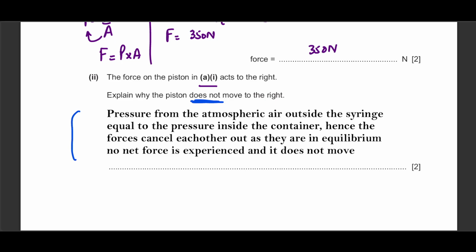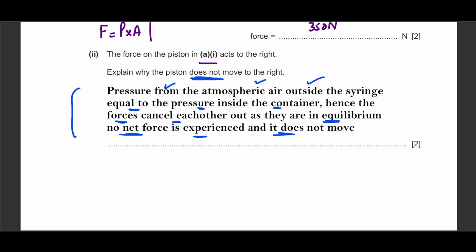I've overcomplicated this for your understanding, but we can simply write this down in this manner. The pressure from the atmospheric air outside the syringe is equal to the pressure inside the container, which means that the forces cancel each other out. Hence, they are in equilibrium. No net force is experienced. Hence, it does not move.